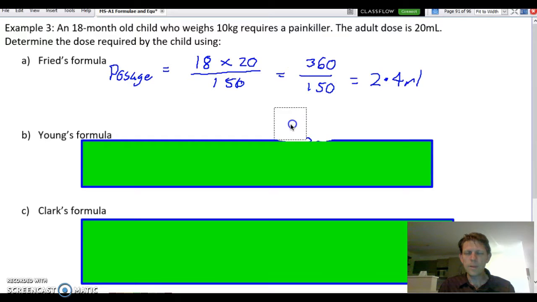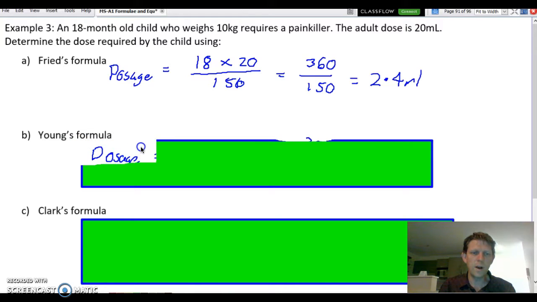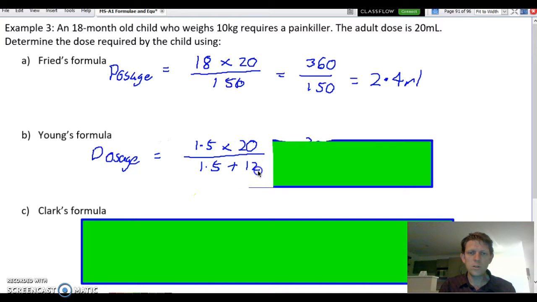Get rid of all of that. There we go. Okay. Now the next one is Young's formula. Like I said before on the previous page, this asks for the age in years. 18 months isn't 1 year, it isn't 2 years. And there's a big difference between a 1-year-old kid and a 2-year-old kid. There's a big difference between a 1-year-old and a 1.5-year-old. So it makes a difference which one we choose here. So we have to actually say, well, that's 1.5 years. So our dosage in this case is 1.5 times the adult dose, which is 20 mils, and then we divide that by the years plus 12.